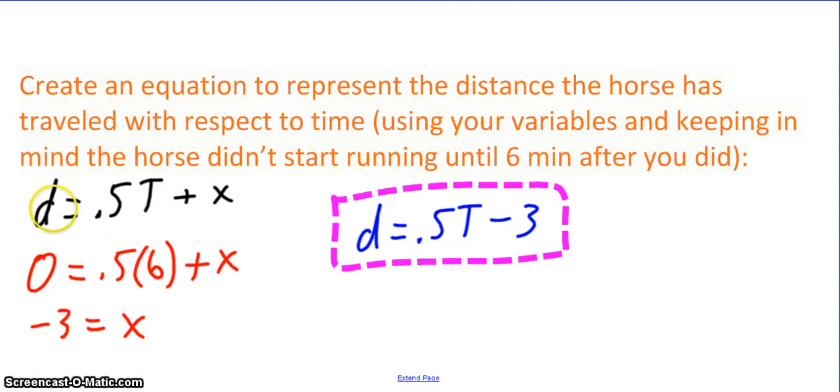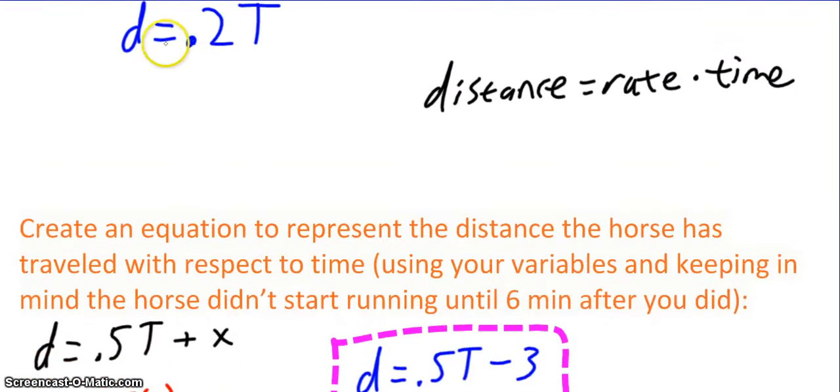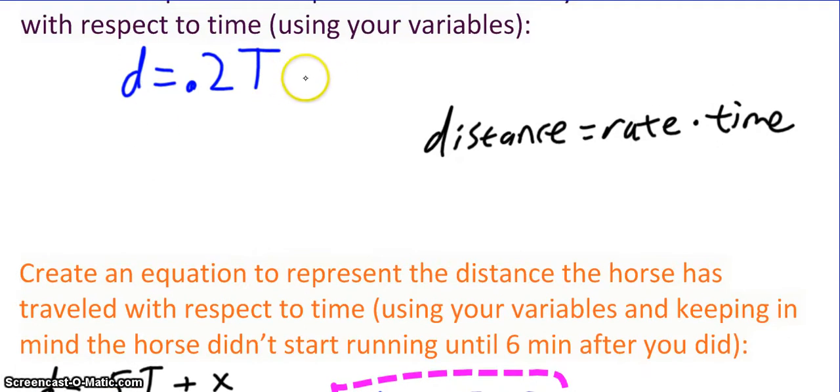Well, I know that the horse has traveled a distance of 0 kilometers when the time is 6 minutes. So I plug in that point, which graphically is going to be an x-intercept because the y value is 0. So I plug in that point to find this other factor for my equation. So if I do 0.5 times 6, that's going to be 3. I subtract 3, so my equation for the horse is d equals 0.5 t minus 3. My equation for me is d equals 0.2 t. I don't have plus or minus anything here because I'm starting to run when the time is 0.